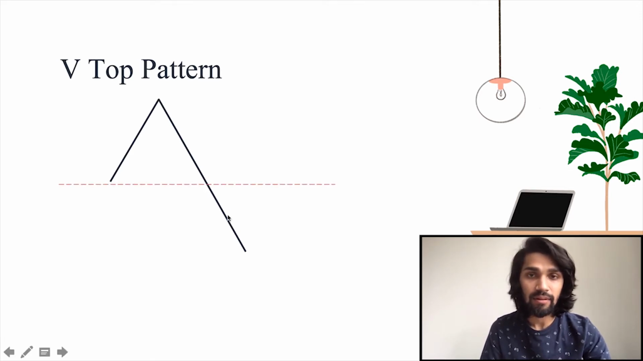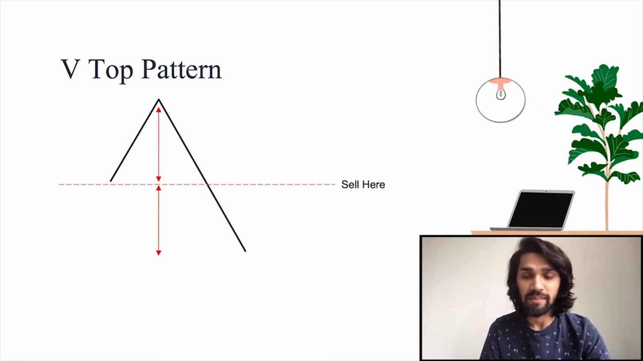You sell here, or if you are someone who is planning to short, then you can enter the trade here. You can expect the price to go as low as the points between the neckline and the top of the V-top pattern, and your stop loss can be again 4 to 5%.